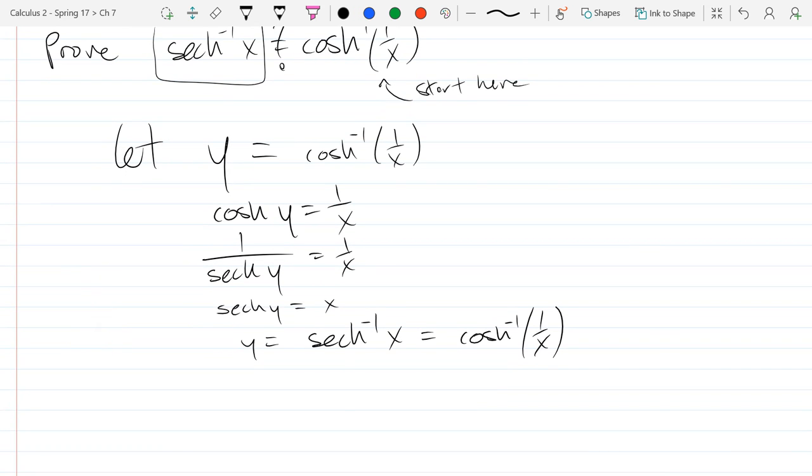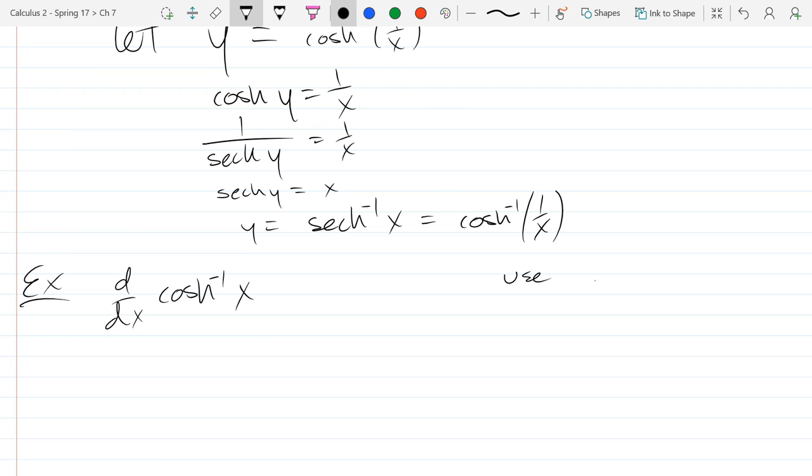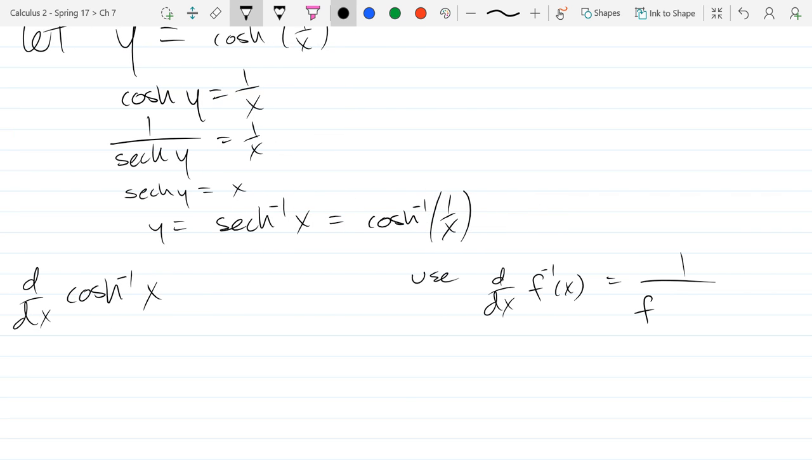All right, so now we have these. Let's go ahead and take derivatives. I don't know the derivative of cosh inverse. So how did we do derivatives when we didn't know anything about the inverse function? It was that section called inverse functions. So we're going to use d/dx of f inverse of x, and this is 1 over regular f prime of f inverse of x.